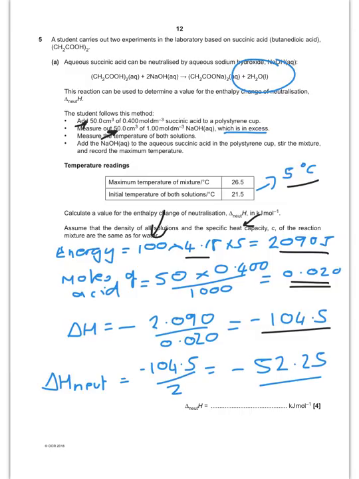But they want delta H neutralization, and remember, delta H neutralization is the formation of 1 mole of water. For this, you form 2 moles of water, so you then need to divide that number by 2 to give you minus 52.25. Why is it a minus? Well, it's a minus because your temperature went up, and therefore it's an exothermic reaction.